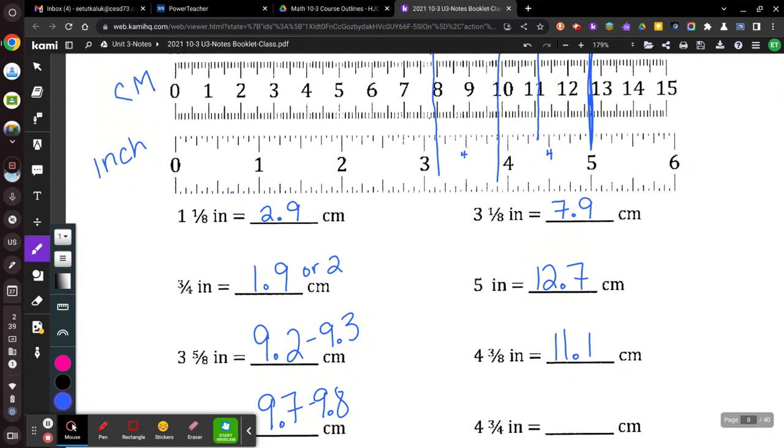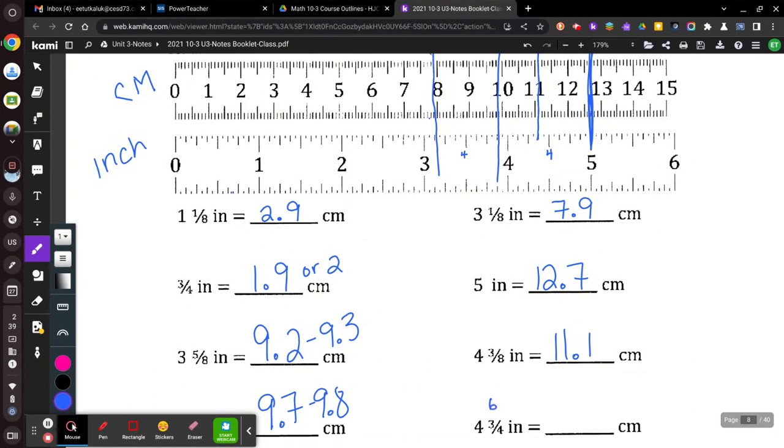Now look at 4 and 3 over 4. So find your 4, and this is our 3 over 4. Oh, we already did that one. Did we do that one already? Nope. 4 and 3 over 4. Okay. Did I? Yep. 4 and 3 out of 4. That's about 11.1.